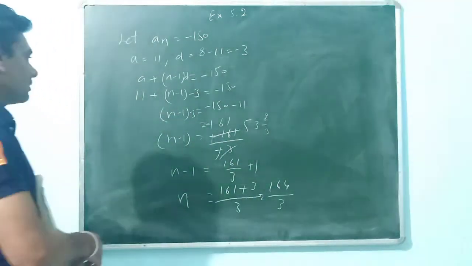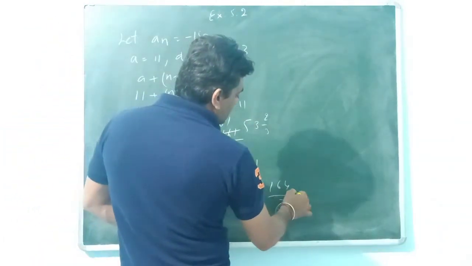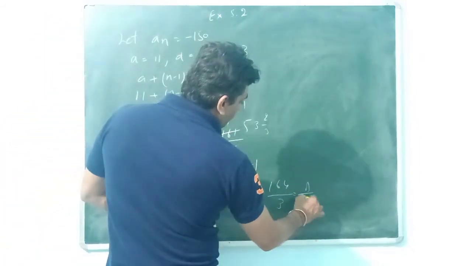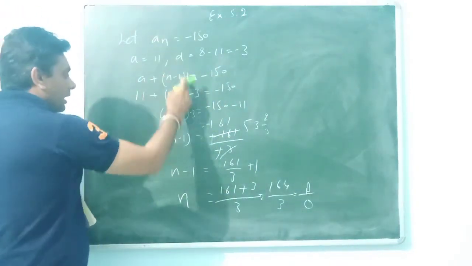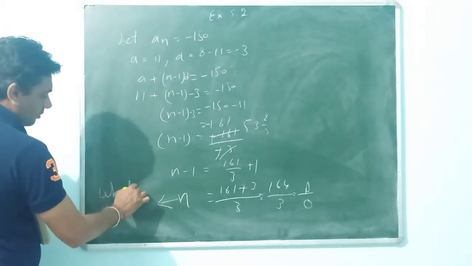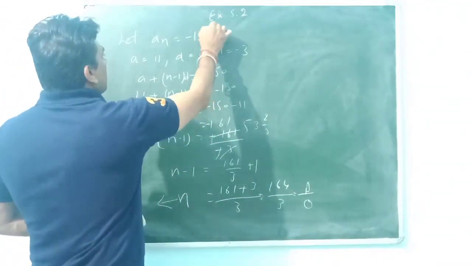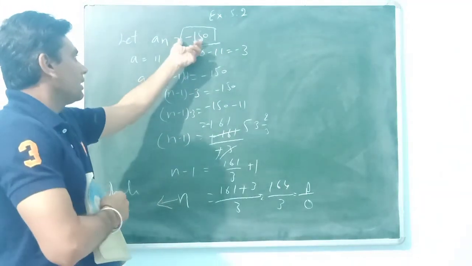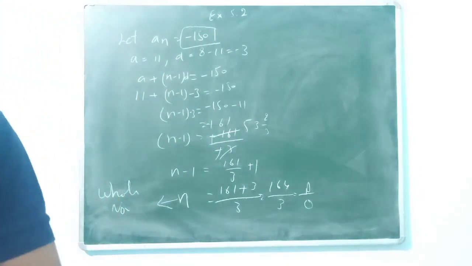But n is always a whole number. When we divide like this, it becomes a p by q form, a rational number. But n must always be a whole number, so minus 150 is not a term of the given AP. Move to question number 7.